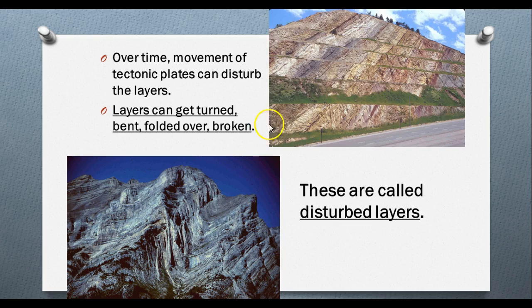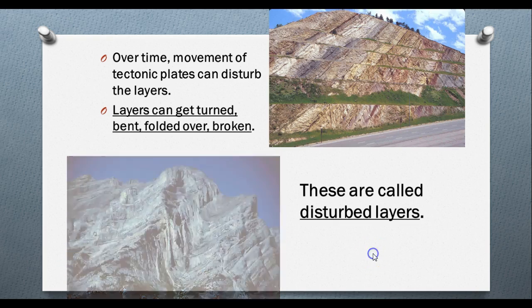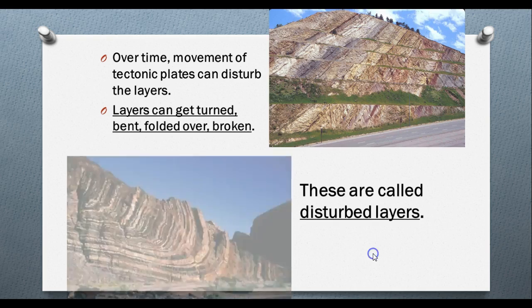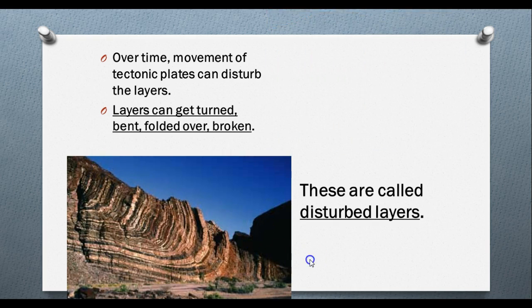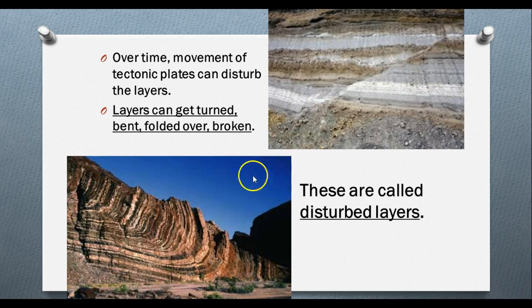Something has happened here to disturb these layers and to make them stand up. Here, something has happened to deform or bend these layers. Another example, these layers have been bent up, and then part of them have been eroded and worn away. Another example would be a fault.